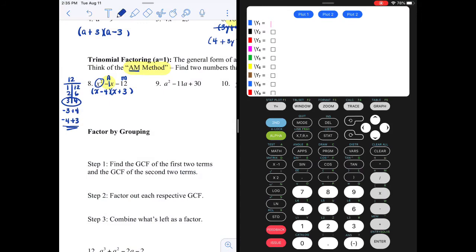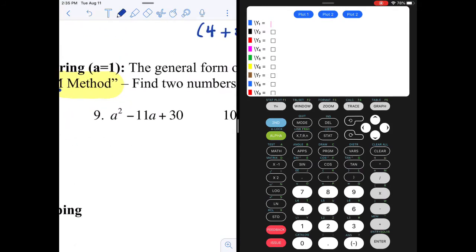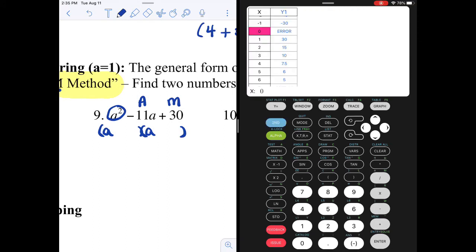Okay, so in this example number 9, again, I'm doing the AM method. What adds up to -11, what multiplies to be 30? You're going to do two sets of parentheses. You're going to start with a as the first term because that's the square root of a squared. I need two things that multiply to be 30 and add up to -11. If you go to y equals in your graphing calculator and you type in 30, the number you want to multiply, divided by x, because think about it, you would normally do 30 divided by 1, divided by 2, divided by 3 to see what divides into 30, and then take a look at your table. You can always start where it says 0 and then work your way up.